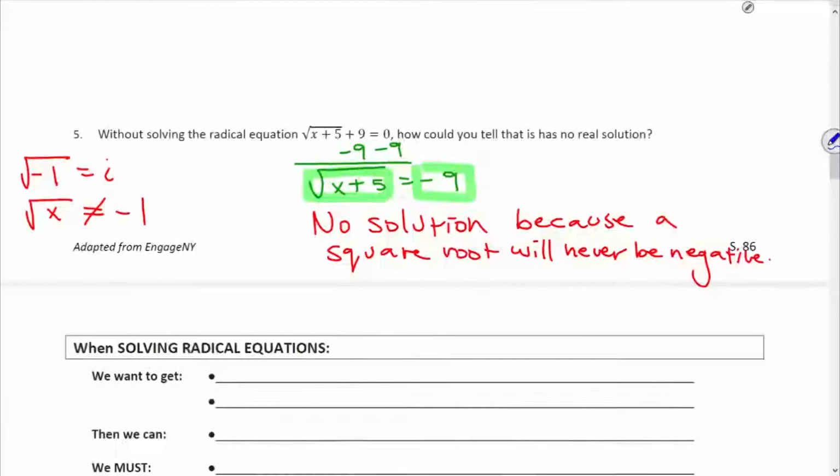If we did go through and solve this equation and found whatever the solutions would be and plug them back in, then every solution would be extraneous. So it's not terrible if you don't recognize this because you just get everything is extraneous, but it would help you out a lot if you recognize, oh, a square root can't be negative, there's no solution, and you stop right there.